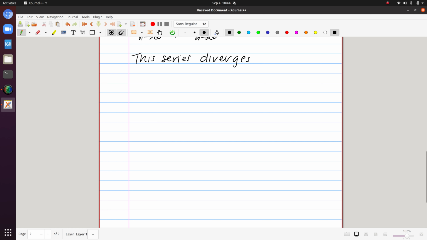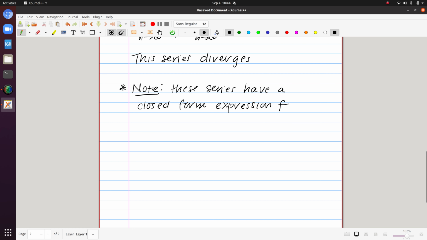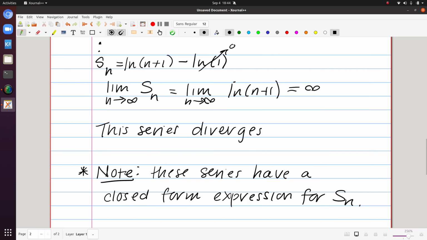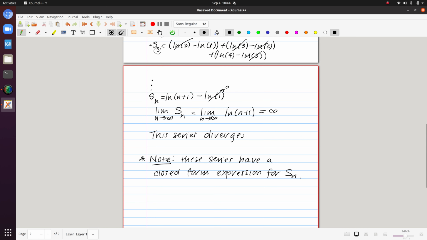So I'll point out here that what's nice about telescoping series is these series have a closed form expression for S sub n. And so that's significant. What I don't want to imply by going through these examples is that you can always just start to list out the sum of the first several terms and immediately determine if something converges or not.